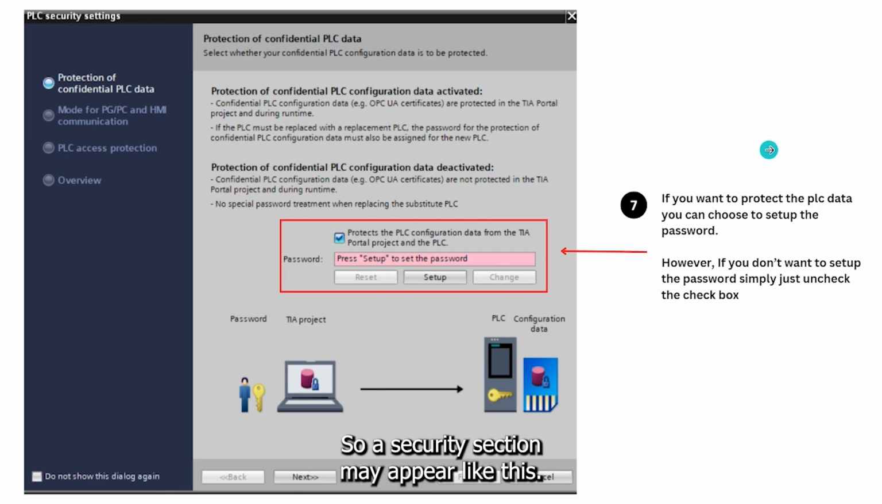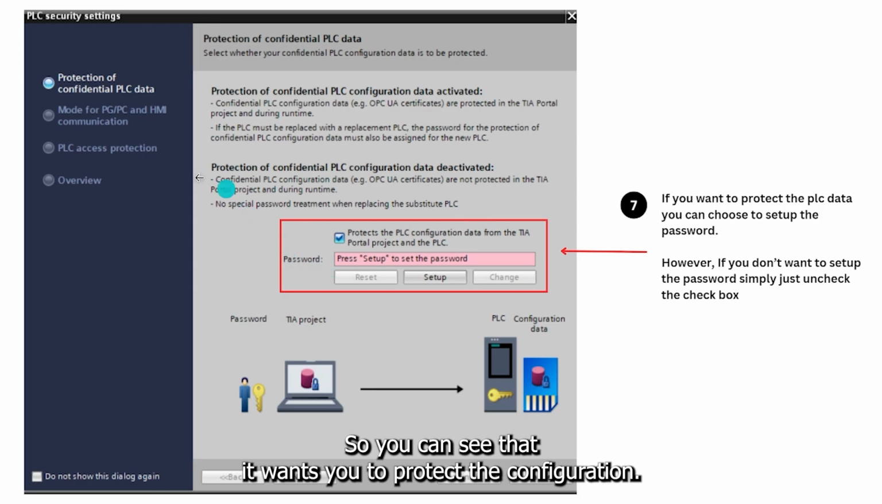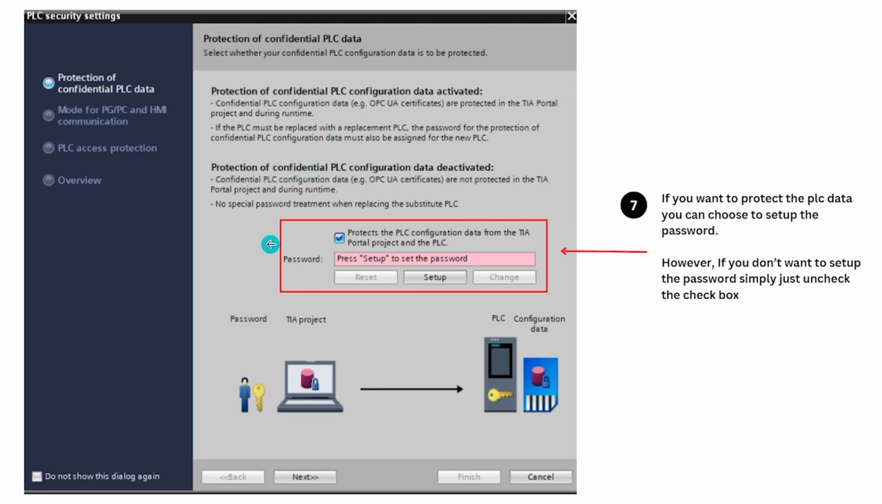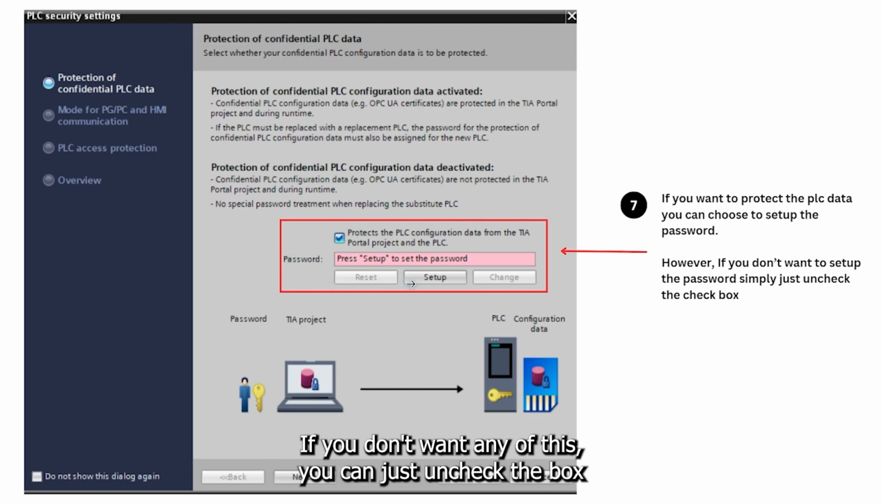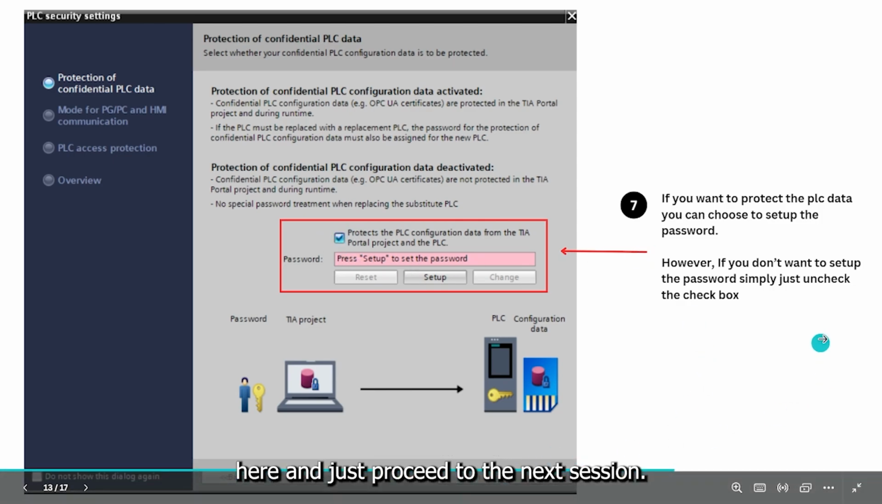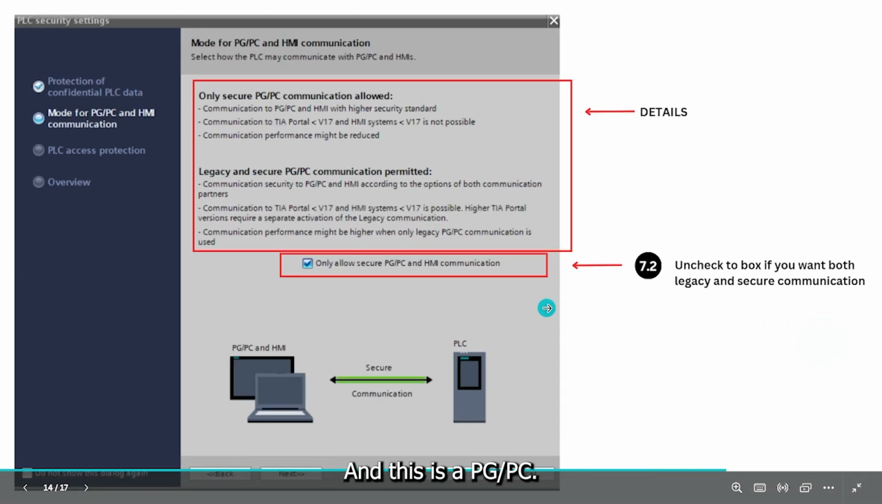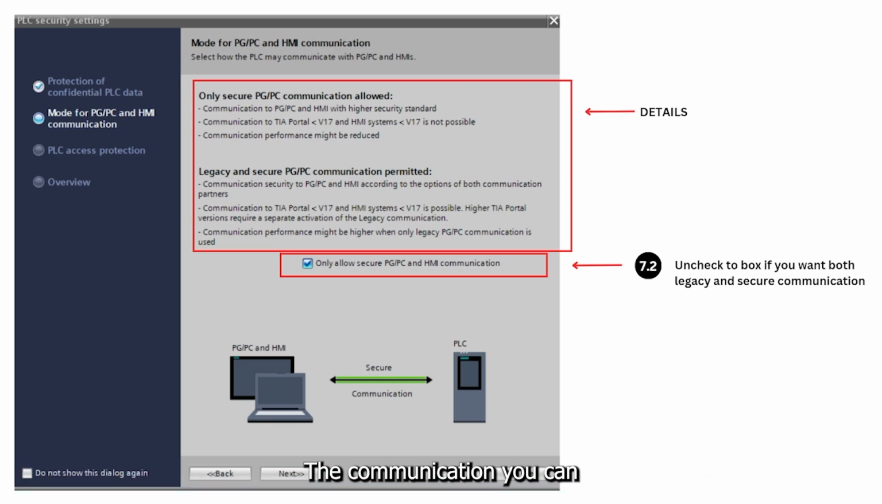So a security section may appear like this. Follow the prompts to complete any required step. Okay, so you can see that it wants you to protect the PLC configuration, and you need to set up the password. If you don't want any of this, you can just uncheck the tick box here and just proceed to the next section. And this is a PG/PC communication.